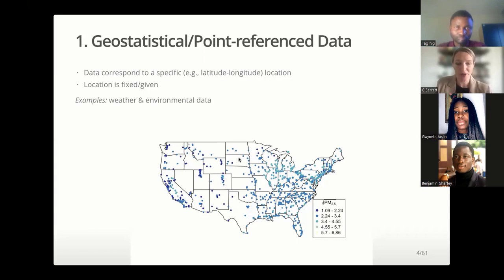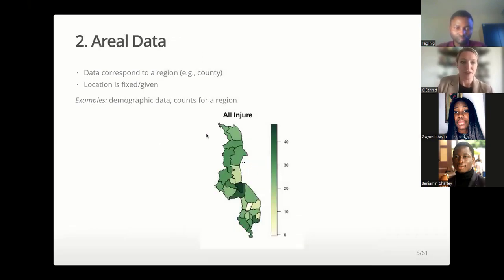But I want to talk about a couple of other types of spatial data. The other common type of spatial data is called areal data. Usually this is data that corresponds to a region, for example, a county or a state. And again, just like with geostatistical data, the location is given or fixed. This usually comes with demographic data. What I have plotted here is the county regions in Malawi, looking at a measurement for the whole region. So it's not measurements at a specific point like the geostatistical data, but measurements over an entire region.